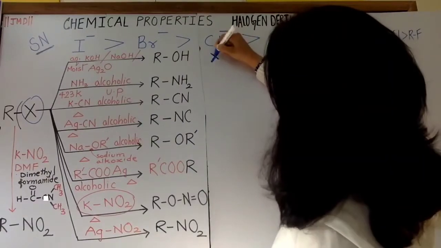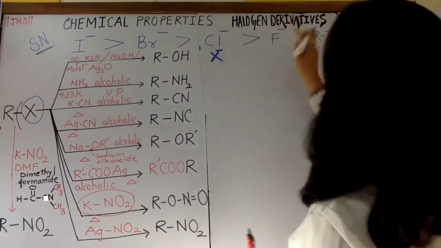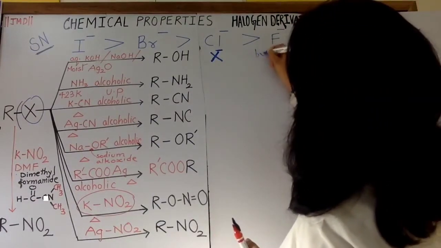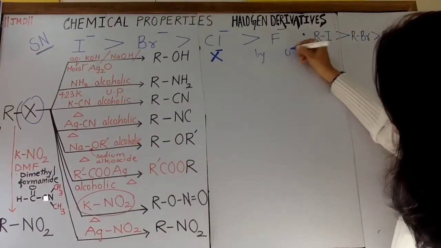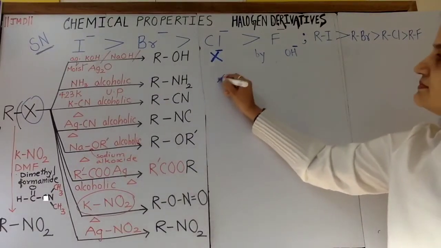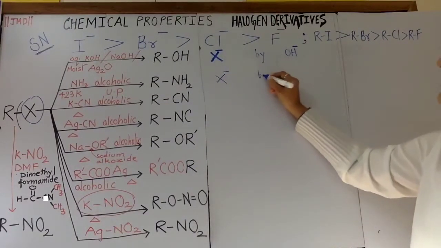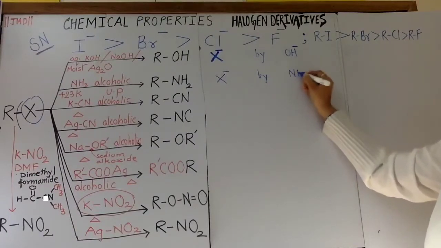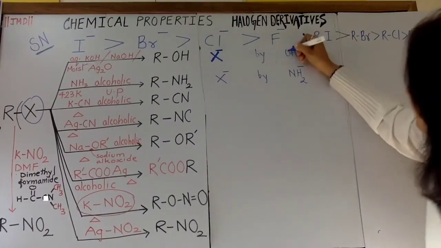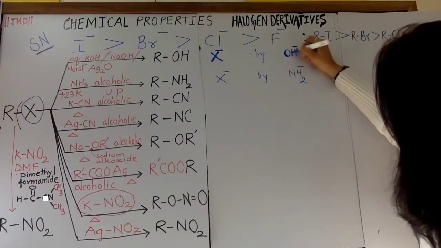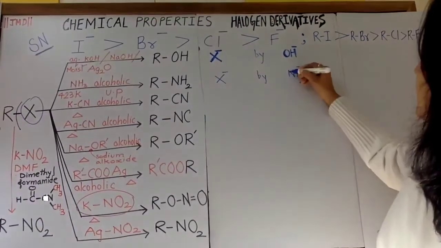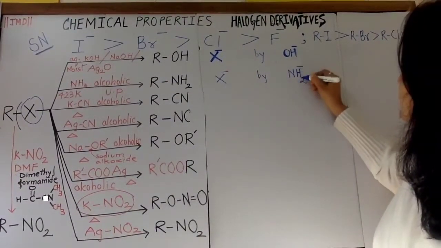Halide ion, that is X negative, is replaced by OH negative. In this case, halide ion is replaced by NH2 negative. This is a weak nucleophile, this is a strong nucleophile. So halide ion by a hydroxide group here, OH minus, here halide ion by NH2 minus. Now we go to the next type.